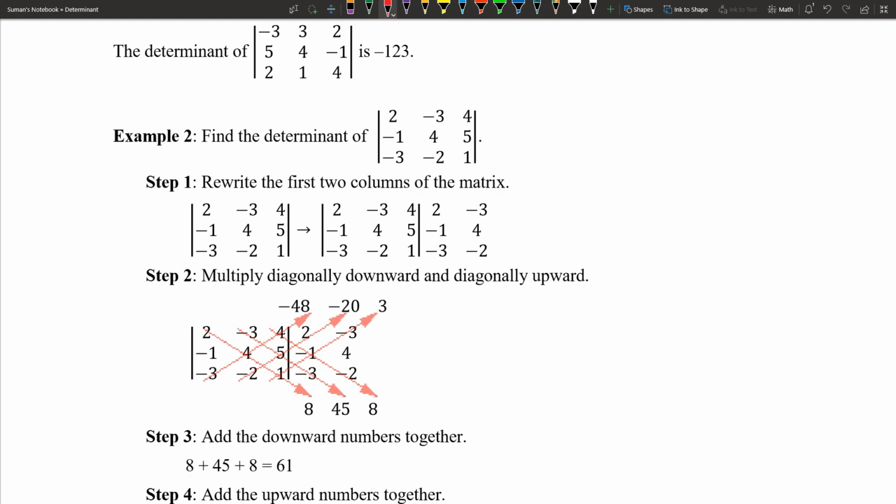So we are multiplying diagonally downward. So from 2, 4, 1 we are getting the result as 8. Once again, look at the arrows here. So next, minus 3, 5, into minus 3, we are getting the result as 45. Then 4 into minus 1 into minus 2, we are getting 8. And multiplying diagonally upward, minus 3 into 4 into 4, minus 48, minus 2 into 5 into 2, minus 20, and 1 into minus 1 into minus 3, that we are getting 3.